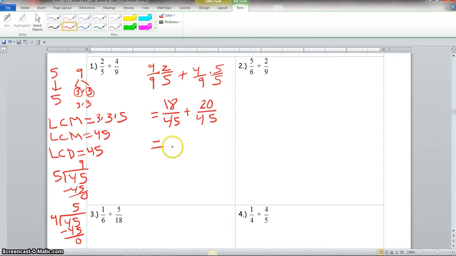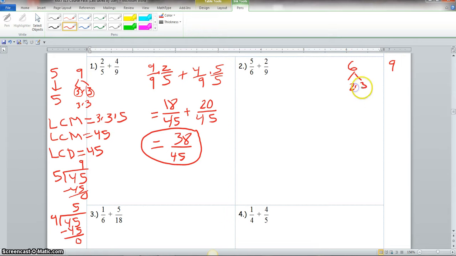Now we can add these fractions. Our denominator would stay 45, and we would take 18 plus 20, which is 38. And they have nothing in common, so our final answer here is 38 over 45. Now we go here to problem number 2. We had different denominators, so we need to find the least common denominator. So we would take 6 and 9.